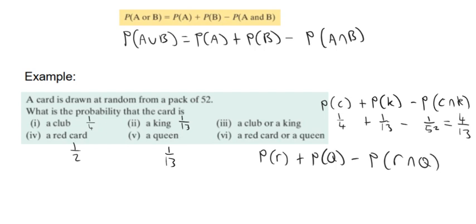So probability of a red is a half, probability of a queen is 1/13. Take away the probability of a red intersecting a queen. There's 26 cards that are red, and there's 2 cards that are a red and a queen. There's a queen of diamonds and a queen of hearts, so take away 2/52 and we get 7/13 when we simplify.